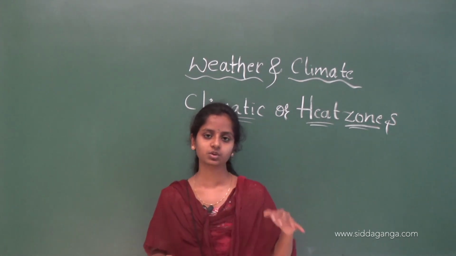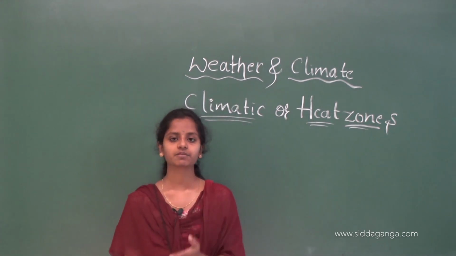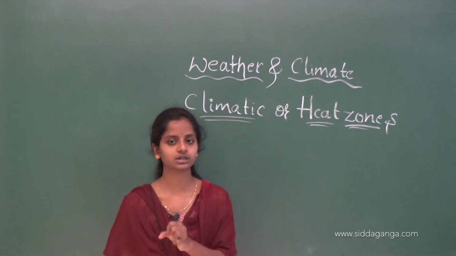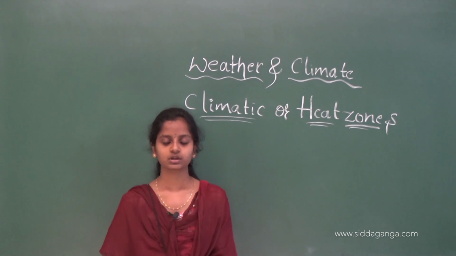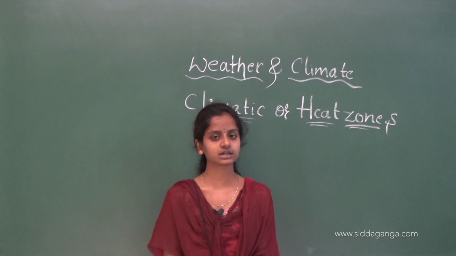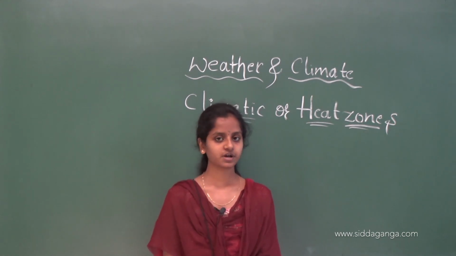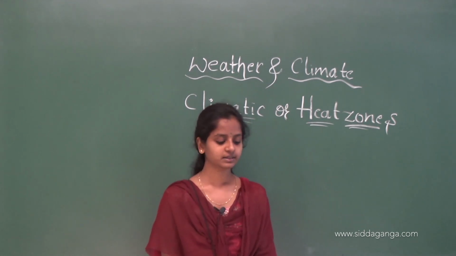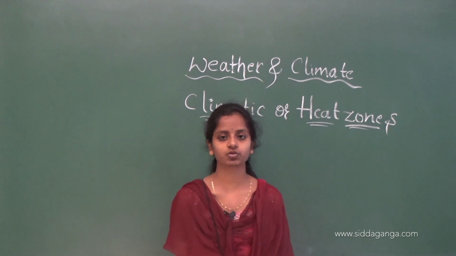So, on the whole earth the climate is not the same. It will vary from one region to another region. Why does that vary? We have known there are so many reasons for these changes in climate. That is, it may be either distance from the equator or height above the sea level, then distance from the sea, direction of the winds, and the humidity and the rainfall.